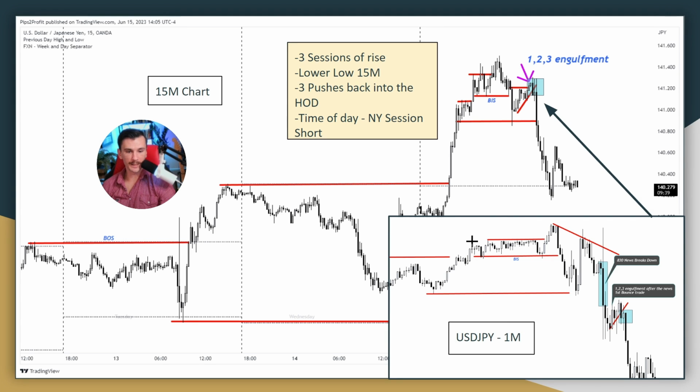The 1-minute chart was making higher highs and higher lows, and then all of a sudden, it makes a lower low. And then it pumps back up into the high, pumps back up into the high, pumps back up into the high, makes a lower low, 3 pushes, and that allows you to enter in.